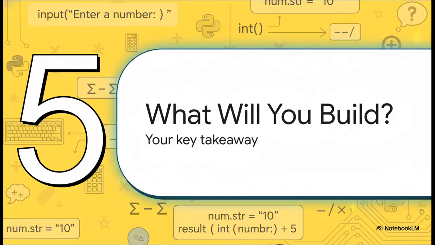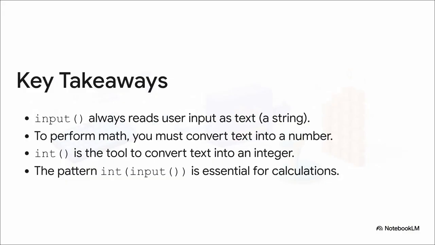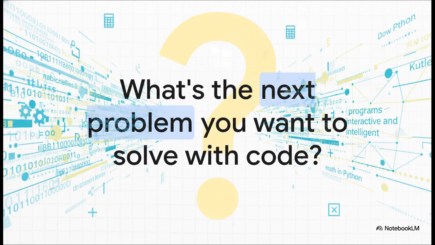So, after all that, what is the one big idea you should really take away from this? Here's the bottom line. Input always gives you text, but math needs numbers. That little int function is the bridge that turns one into the other. This lets your programs do incredible things, calculate, analyze, and solve all kinds of numerical problems. Seriously, mastering that int input pattern is a huge step in learning to code. So now you have this core tool that makes your program so much more powerful. You can take numbers from the real world and actually do something useful with them. So the only question left is, now that you've built a calculator, what problem are you going to solve next?